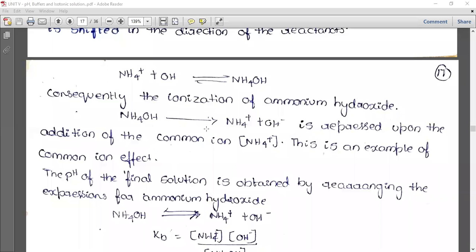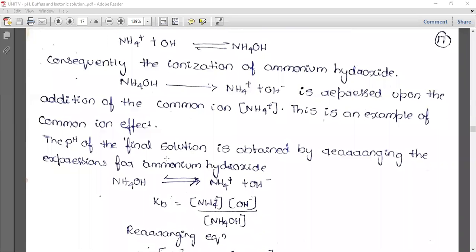It is not a single reaction, it has to be a reversible reaction like this. Okay, so this is an example of common ion effect.